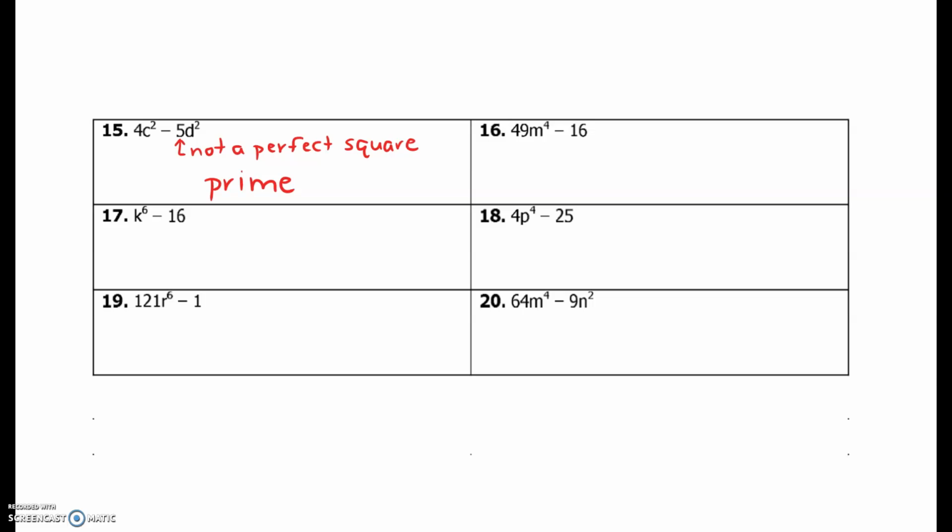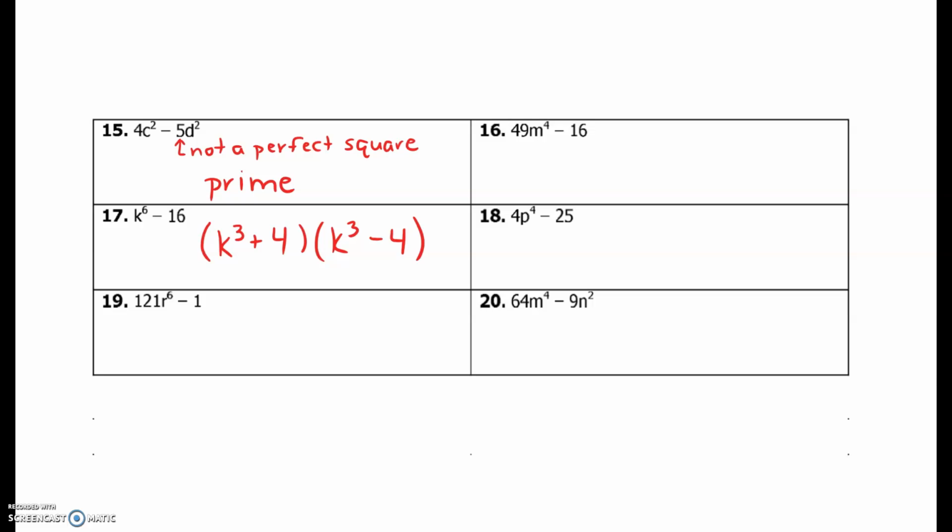17 and 19, you will notice that the exponents are a little bit higher, but still even numbers. So we split those exponents in half. You will have k to the third and k to the third, plus 4 and minus 4, as the square root of 16 is 4.